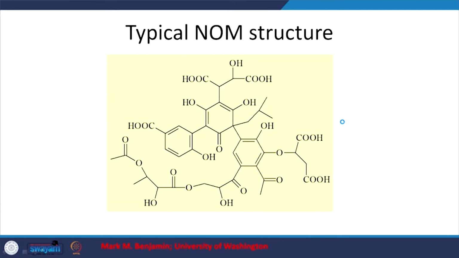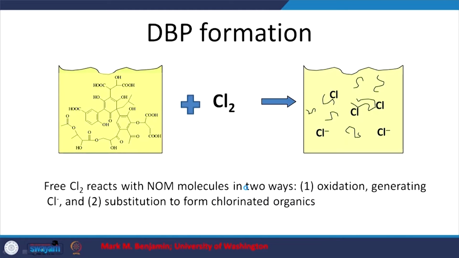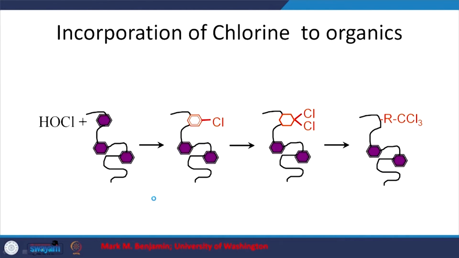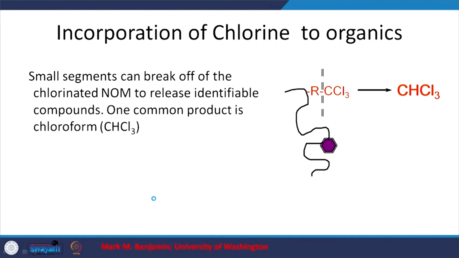Typical NOM structure, you see this aromatic structure, right? And again, remarkably complex too. With that, you are going to have the relevant DBPs being formed. Again, we looked at this pathway earlier, so I am not going into great detail here. Oxidation and substitution are the relevant primary steps, right? Incorporation of chlorine into organics, and then finally you will have chloroform being formed.